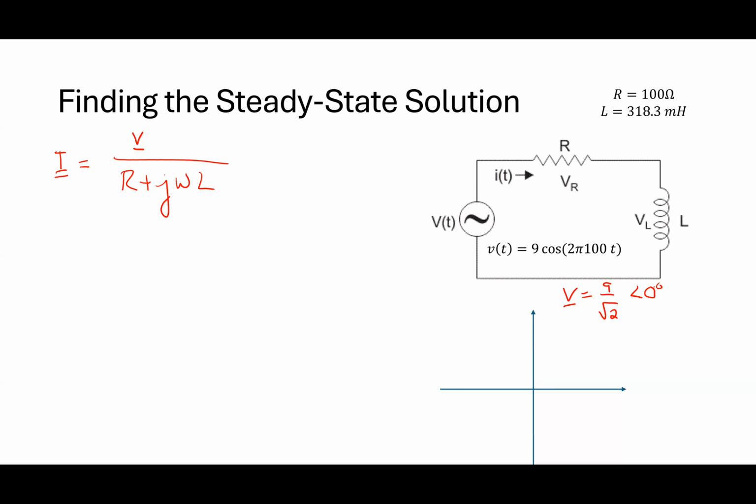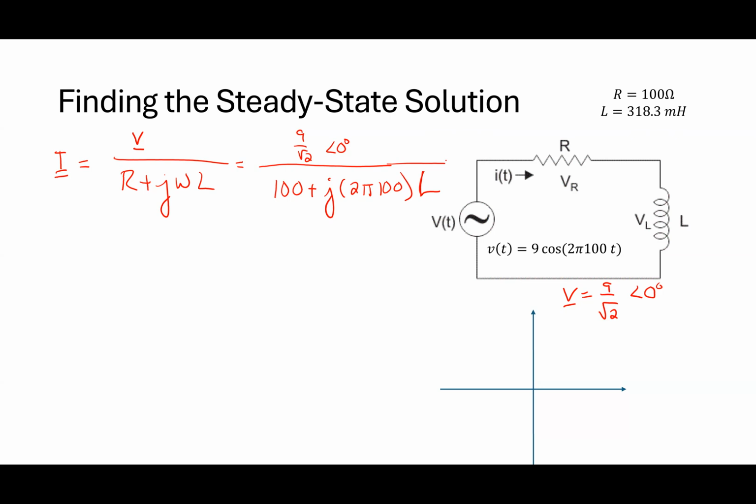So if I plug everything in, it's 9 over square root of 2, angle 0, divided by 100 plus j, and what's my ω for that? 2π100, times whatever L is. I don't feel like writing it out, so I can just call it L. You do the math on that. That would have a magnitude and an angle. You should know how to do that.